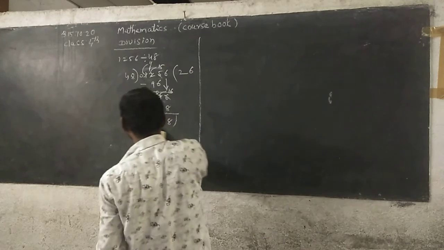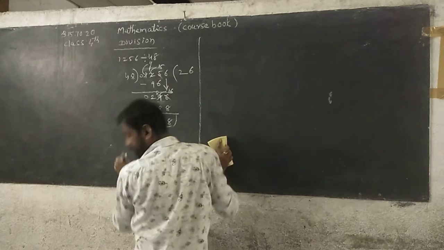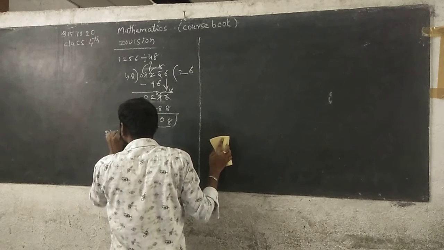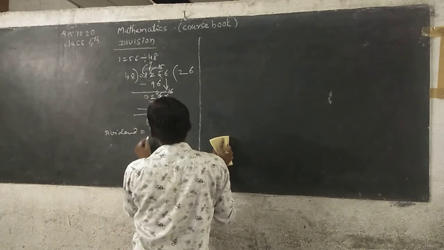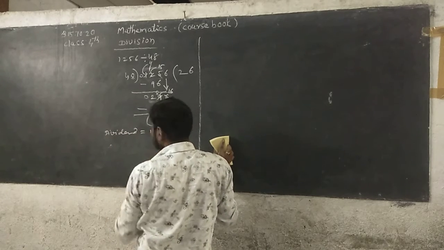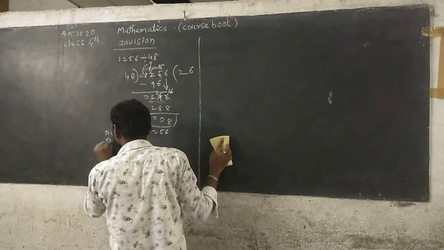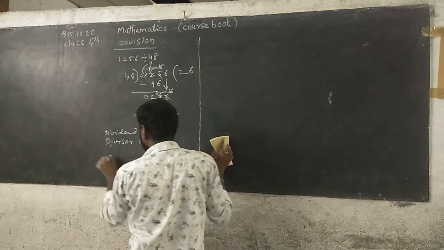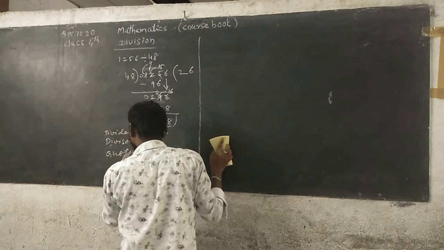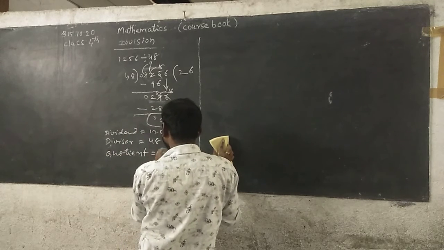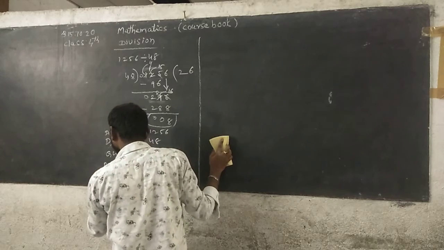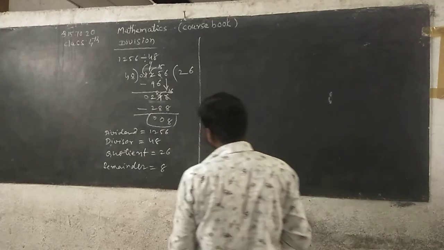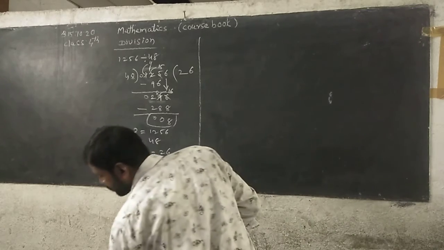See here, dividend is equal to 1256. Divisor is equal to 48. Quotient is equal to 26. Remainder is equal to 08, means 8. See, now let us apply the division rule and check.